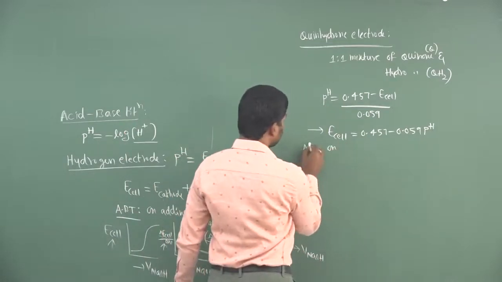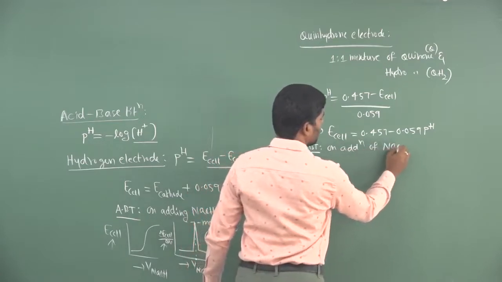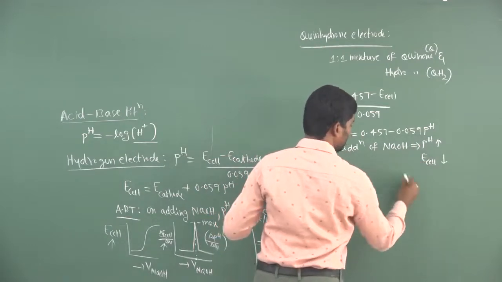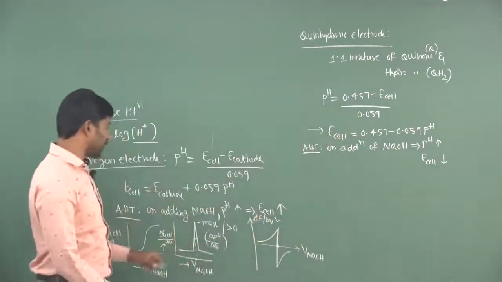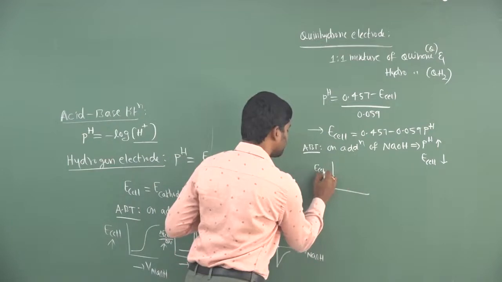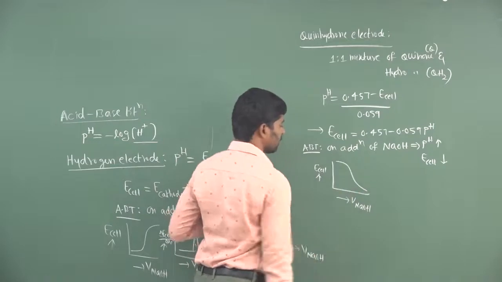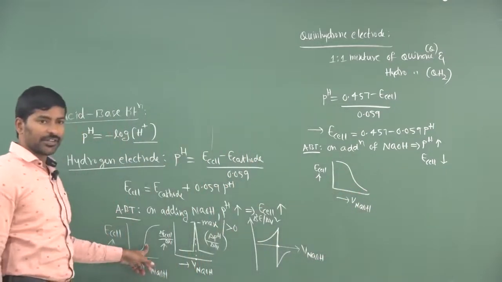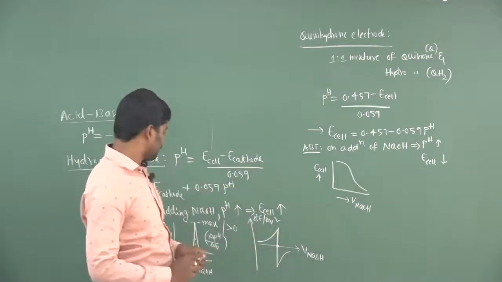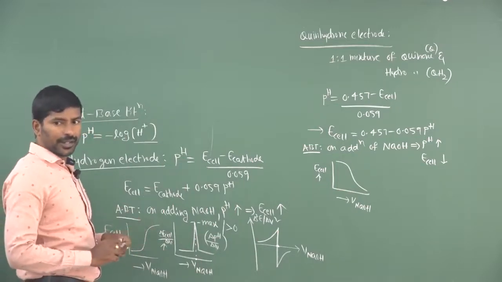So if you take an acid base titration, what happens on addition of NaOH? On addition of NaOH, pH increases, so cell potential decreases. At the end point, a sudden jump is observed. Only this graph is different: E cell versus volume of NaOH. We'll get a graph like this. Here cell potential increases, but here cell potential decreases. The remaining two graphs are the same. We just have to take the change only, whether it is an increase or decrease.